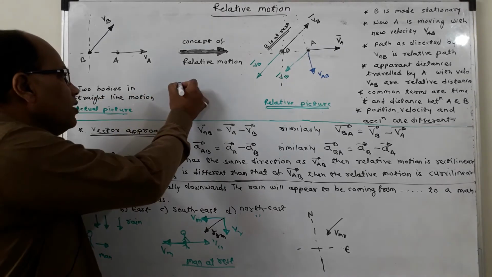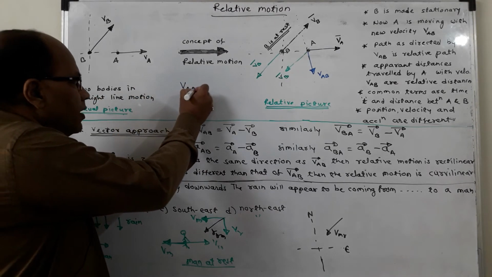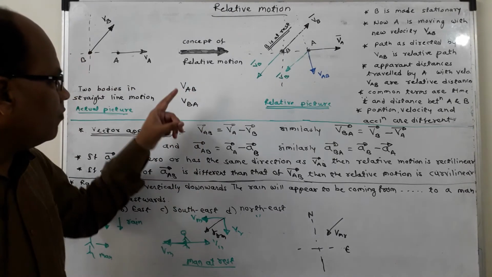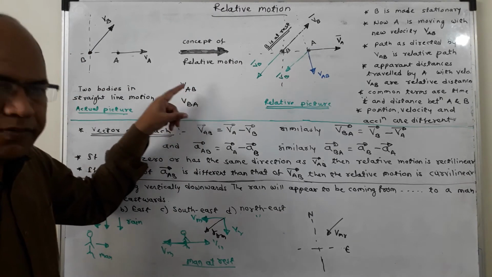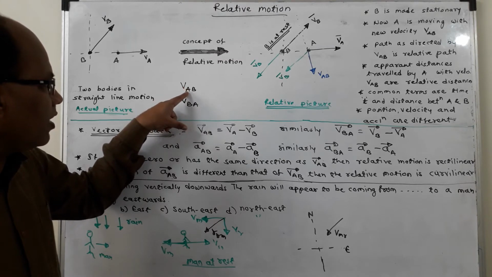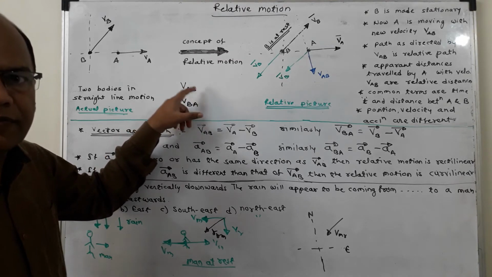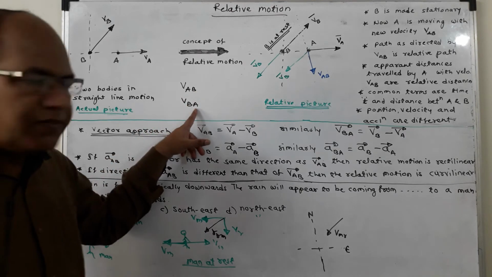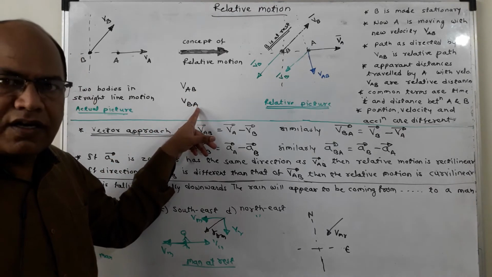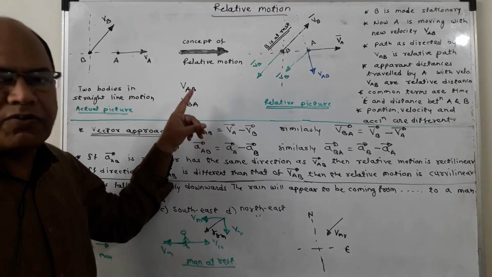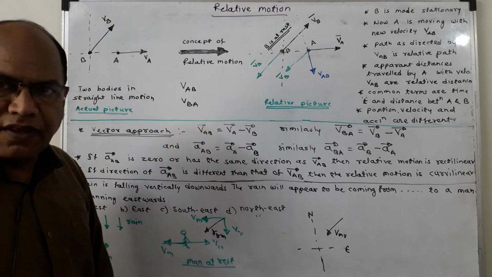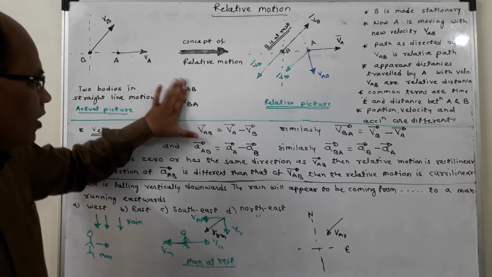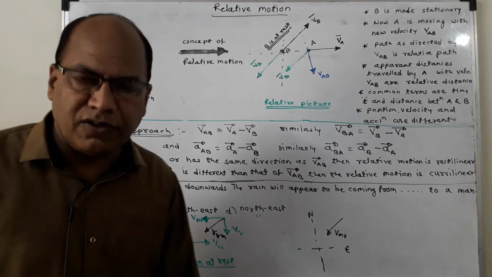Now when we calculate VAB or when we calculate VBA, what is the meaning of this? When we calculate VAB, it means that it is the velocity of A with respect to B. So B has been brought to rest. Whereas when we calculate VBA, it simply means that A is the observer body and the velocity of A has been brought to rest in the relative picture. So you should understand this. We can calculate VAB as well as VBA. So this is the concept of relative motion.